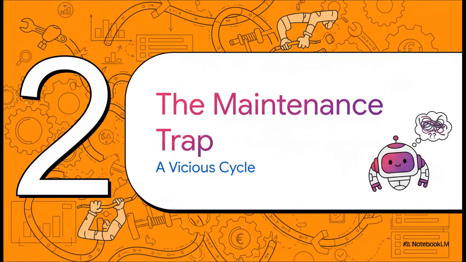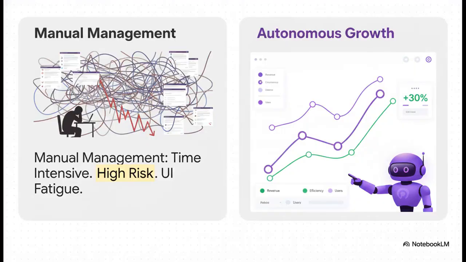All this complexity creates a very specific kind of problem, one that keeps you totally stuck in this loop of endless work with, frankly, very little to show for it. We call it the manual maintenance trap. And this really shows the two worlds we're talking about, and they are night and day. On one side, you have the old way, right? Manual management. It's so time-intensive, it's incredibly high risk, and it leads to serious burnout. But on the other side, there's a new approach, autonomous growth. It's driven by your goals, it's guided by intelligence, and ultimately, it's effortless.